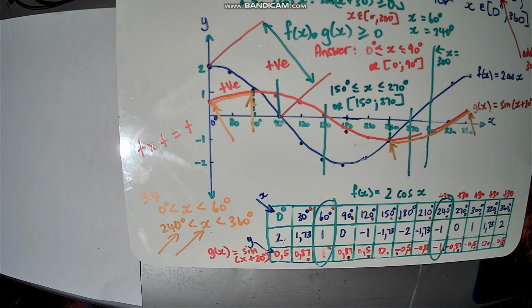For 3.4, notice the answers on the bottom left corner of the board. You require both answers to get the full marks.